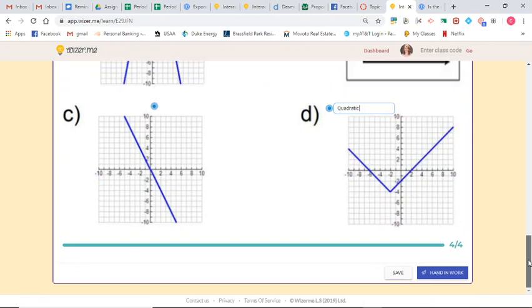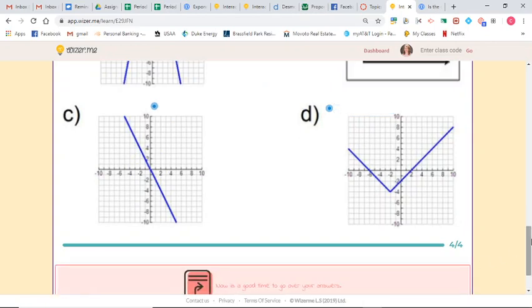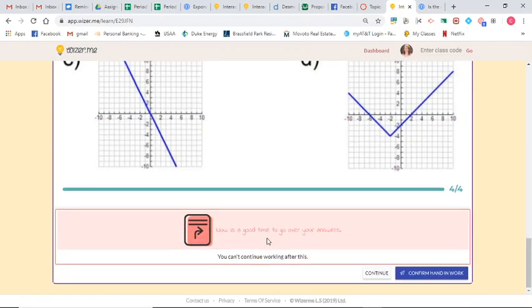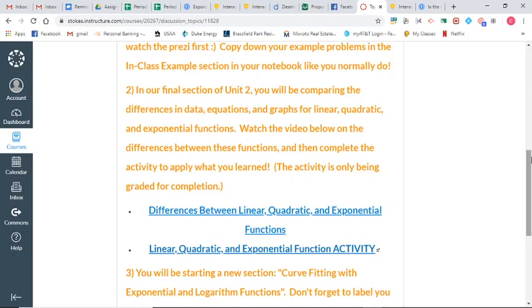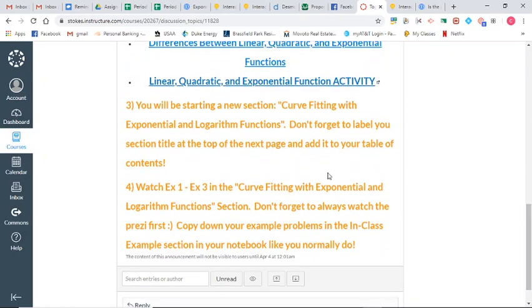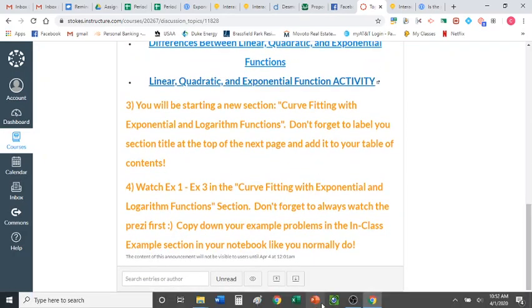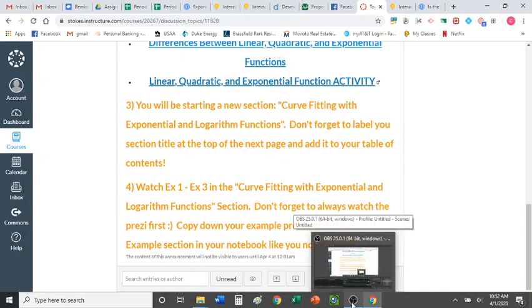After that, you just hand in your work, which will tell you now's a good time to go over your answers. And then after that, you just confirm and hand in your work. So that's all you're doing. I hope you enjoy the activity. After that, you'll continue on like we normally do. After this, you will just be watching the rest of the videos in this unit. So let me know if you need any help. Again, this is only for completion, so just give me your best effort.